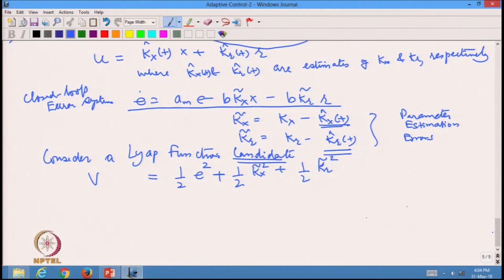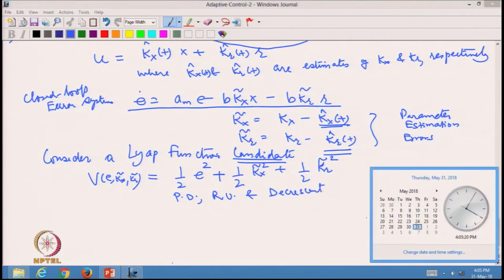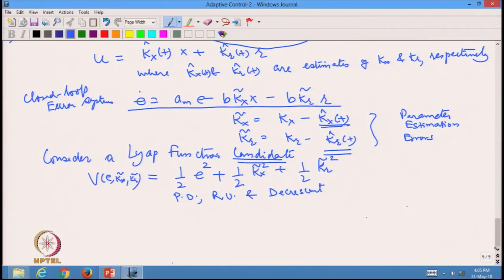So, V is a function of e, kx tilde and kr tilde. It is given by the sum of squares: half e square plus half kx tilde square plus half kr tilde square. This function, as I mentioned, is positive definite, radially unbounded and decrescent. So, it satisfies all the nice properties of a Lyapunov function candidate.